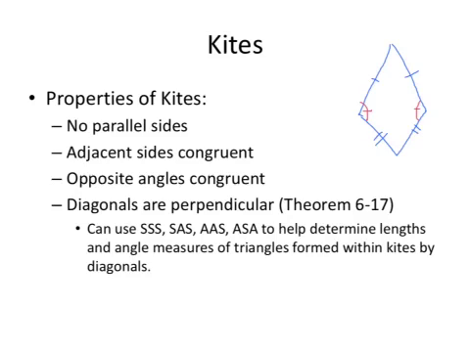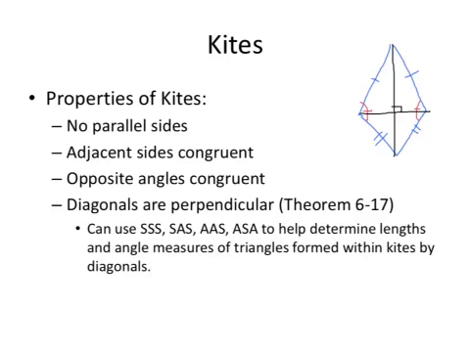But we have one set of opposite angles that are congruent. Now, another thing that we know is that our diagonals are perpendicular, and this is in conjunction with theorem 6-17. So if I draw in these diagonals, not congruent, they'll be perpendicular. They don't bisect each other, they don't do anything special like that. Their special relationship is the diagonals are perpendicular, which is great because it then divides this kite up into 4 right triangles, which means we can use our right triangle postulates to help determine lengths and angle measurements of triangles formed within the kites by the diagonals.